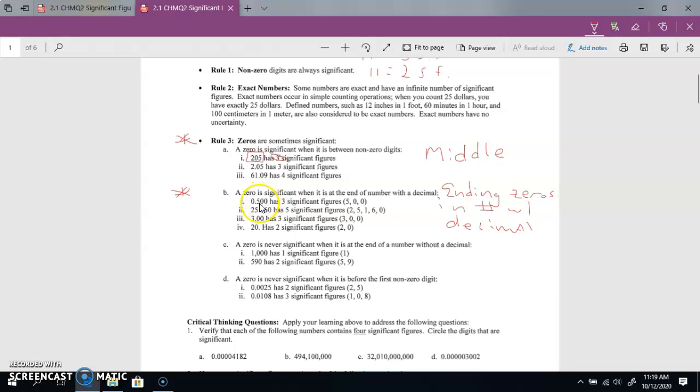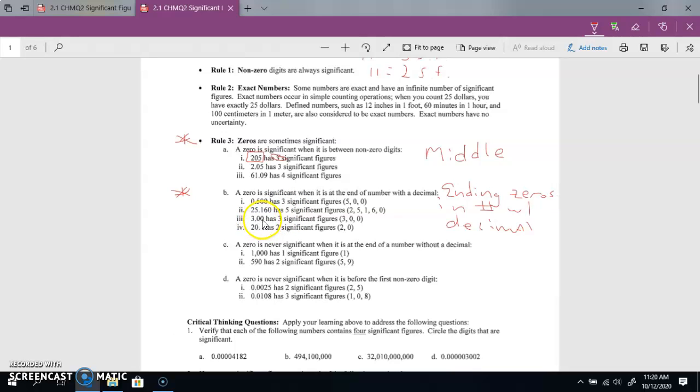We have two ending zeros. The number has a decimal point, and so including the 5, according to rule number 1, this 5, 0, and 0 are the three significant figures. Likewise, right here, we start with four non-zero digits, so the 2, 5, 1, and 6 are significant. This is an ending zero in a number with a decimal, so that zero is also significant. So this would have five significant figures.